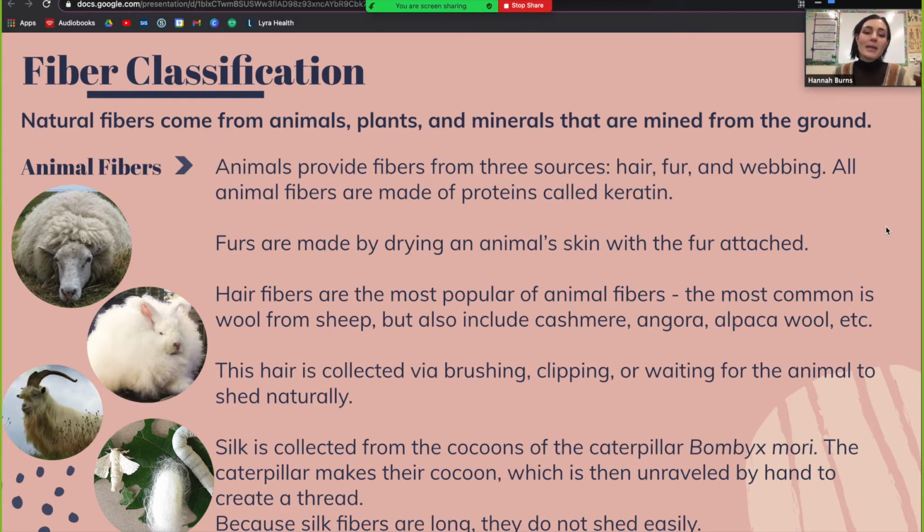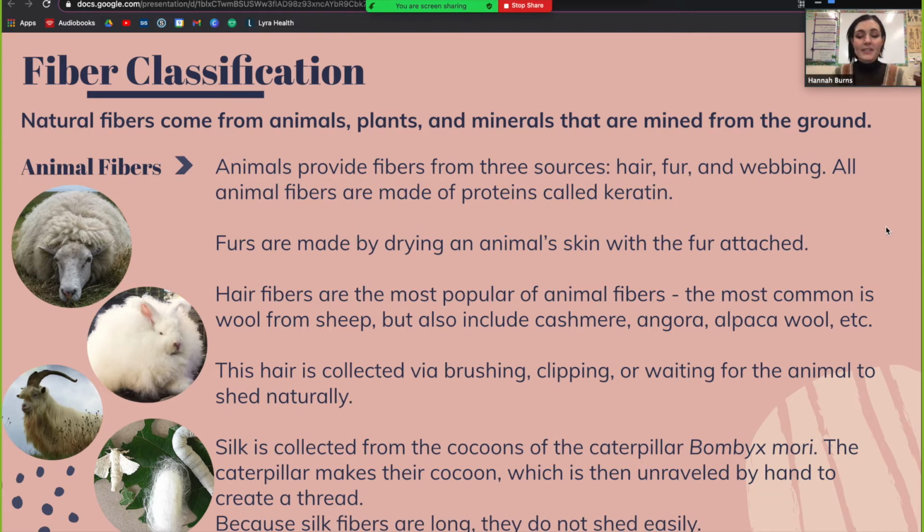Furs are made by drying an animal's skin with the fur attached. So that would be much different than the fabric that we're used to wearing, right? Like a fur coat has the leather of the animal's skin with the fur attached to that. Now, hair fibers are the most popular of animal fibers, the most common being wool from sheep, but this also includes cashmere, angora, alpaca wool, llama wool, so many different forms of hair fibers that can be collected. This hair can be collected via brushing, clipping, or even just waiting for the animal to shed naturally.